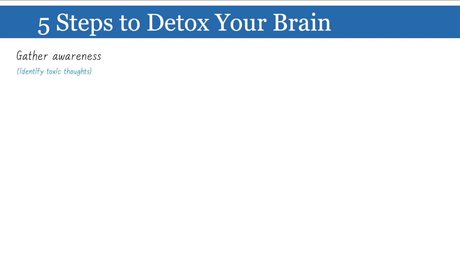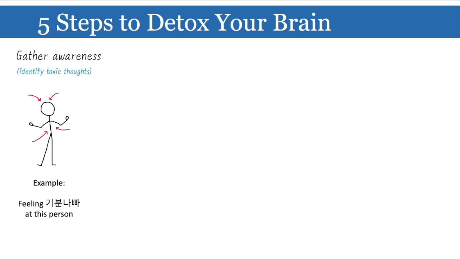Okay, so number 1 is gather awareness. That is to identify your toxic thoughts. You get all these signals, and my example is feeling bad about this person. So I noticed every time I heard this person's name, or thought about her, or saw her in the prayer room, I didn't feel positive, and actually felt bad. So that is the first step. You notice signals.